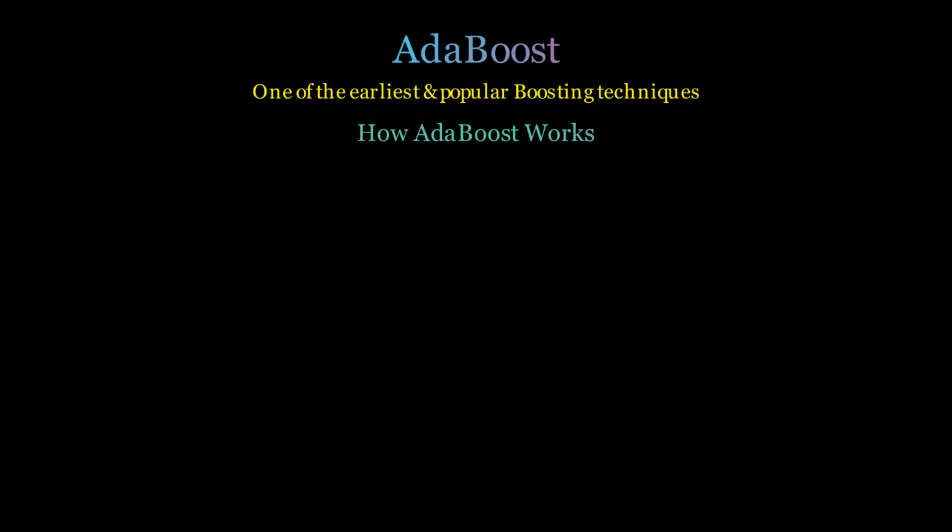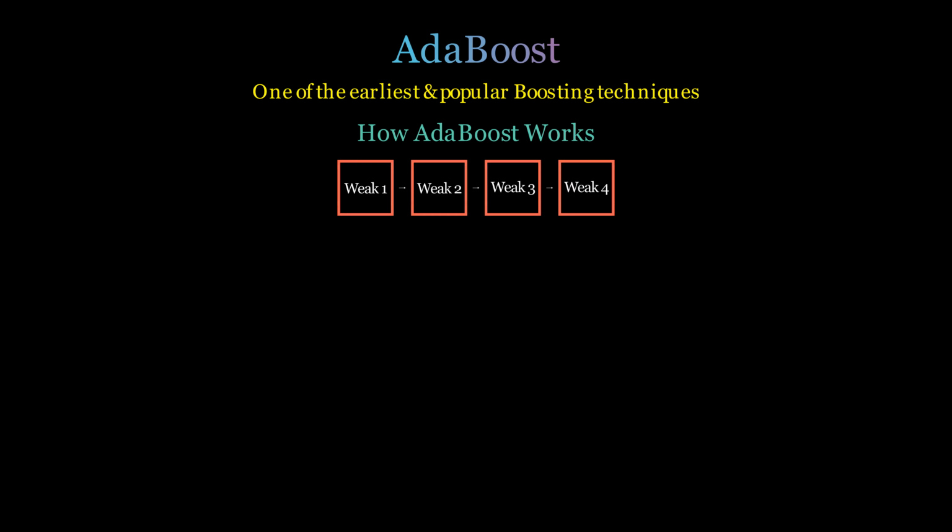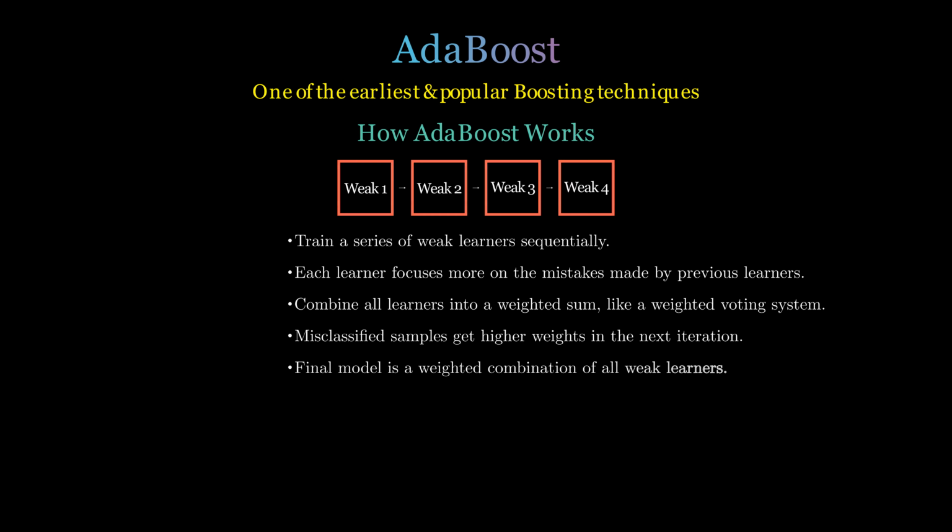AdaBoost is one of the earliest and most popular boosting techniques, forming the foundation for many advanced methods. AdaBoost trains multiple weak classifiers in sequence, where each classifier tries to correct errors made by the previous one. After each round, misclassified samples get more weight, so the next learner focuses more on these difficult cases.